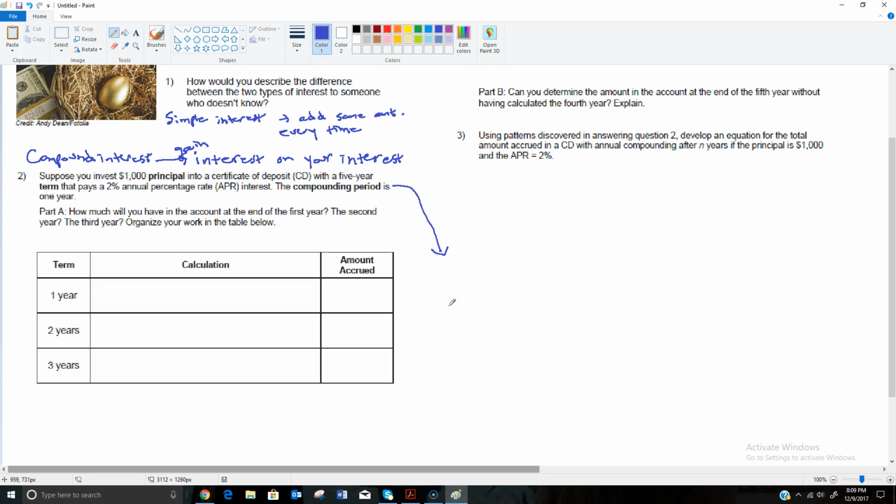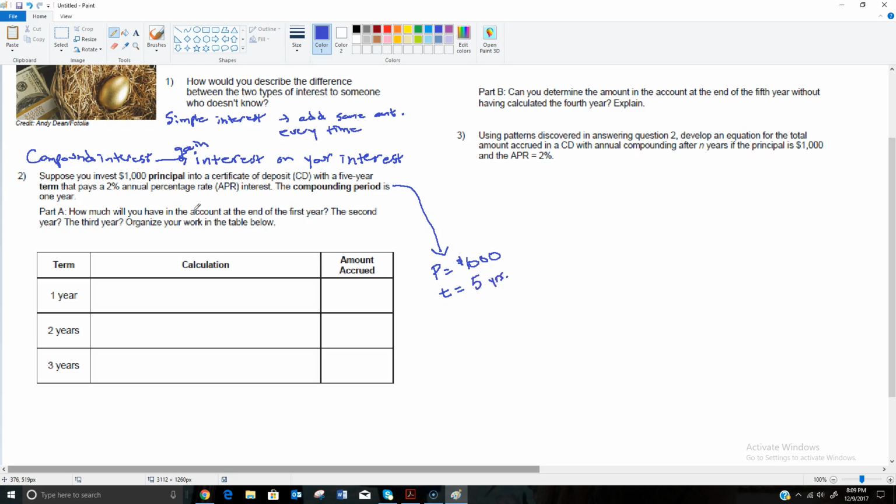So I'm going to write down a couple things. The principal we usually represent with a P. So P is $1,000 in this case. 5-year term. The term, we usually use a T for time, and in this case it's 5.